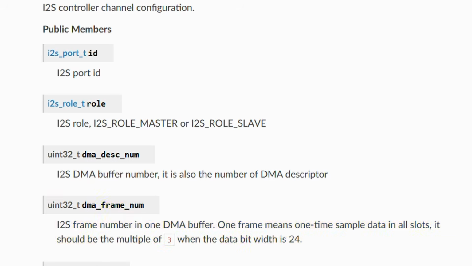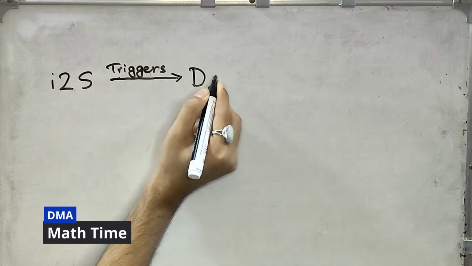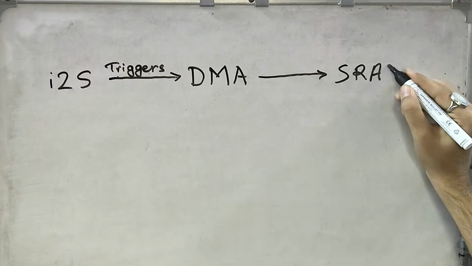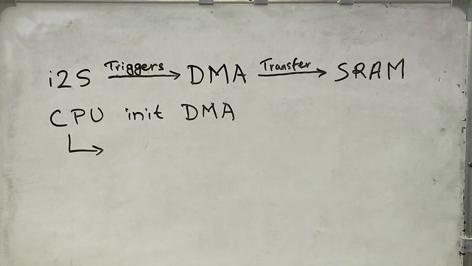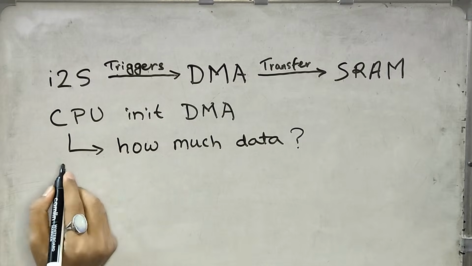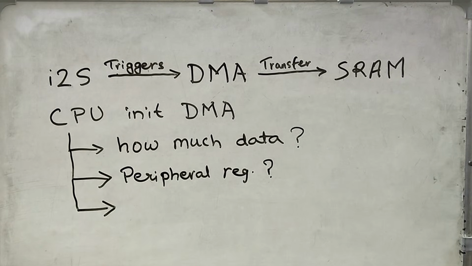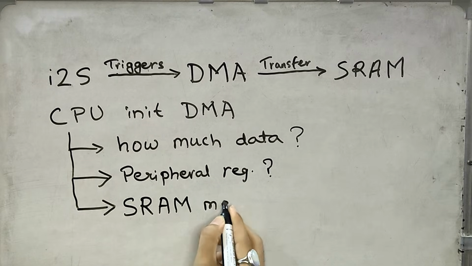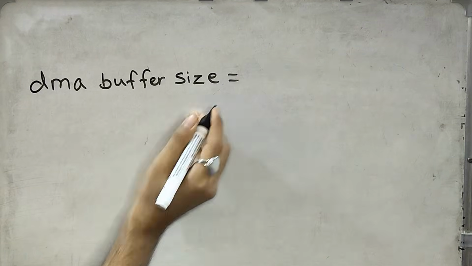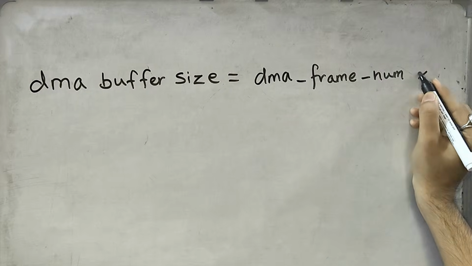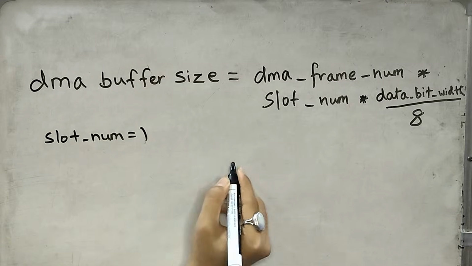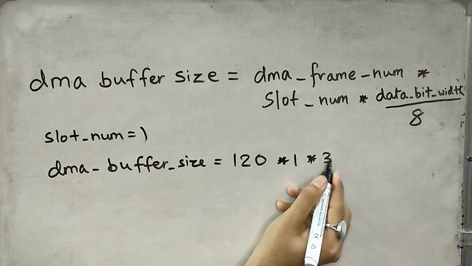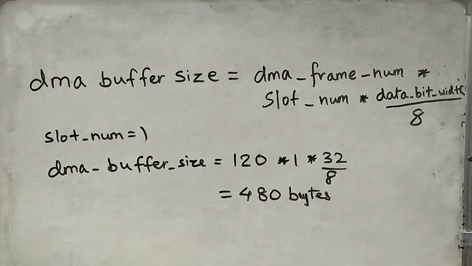Now, let's take a step back and understand how these values are chosen. The I2S peripheral triggers the DMA controller to transfer data from the peripheral directly into SRAM without CPU intervention. Before this transfer can begin, the CPU must initialize the DMA controller with important parameters: how much data to transfer, where the peripheral register lives, and which memory area in SRAM should receive the data. The DMA buffer size is calculated using this formula: DMA frame num multiplied by slot num multiplied by bit width divided by 8. For our left channel mono setup, slot num equals 1. So our buffer size becomes 120 into 32 by 8, which is equal to 480 bytes.